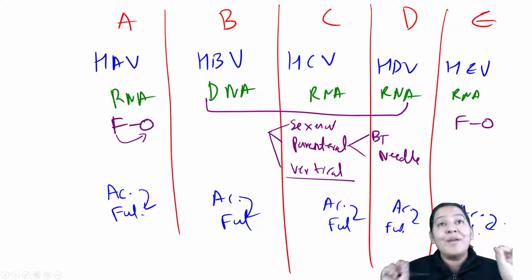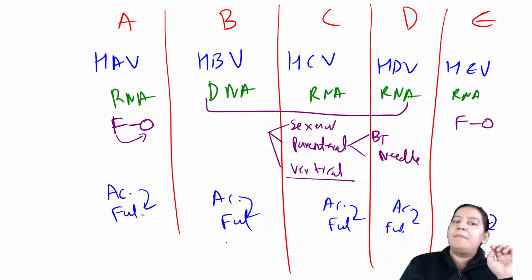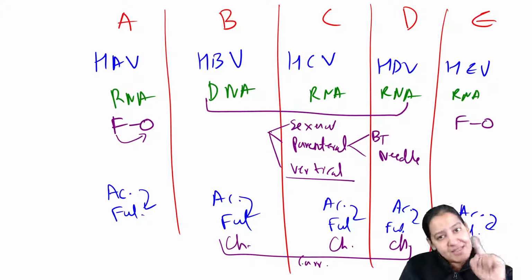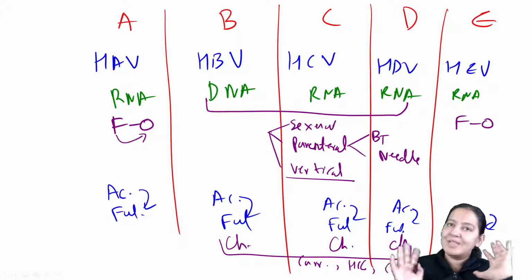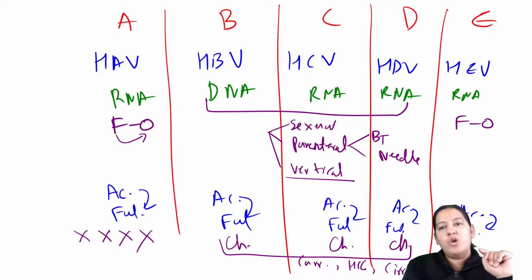What about chronic? Chronic hepatitis is caused only by BCD. So chronicity is only seen in BCD. Chronicity leads to carrier state also, so carrier state is also seen in BCD. Chronicity also leads to HCC, hepatocellular carcinoma, so that is also seen in BCD as a complication. And chronicity leads to cirrhosis also, so that is also seen in BCD. So A and E do not have chronic, do not have carrier, do not have cirrhosis, do not have HCC.